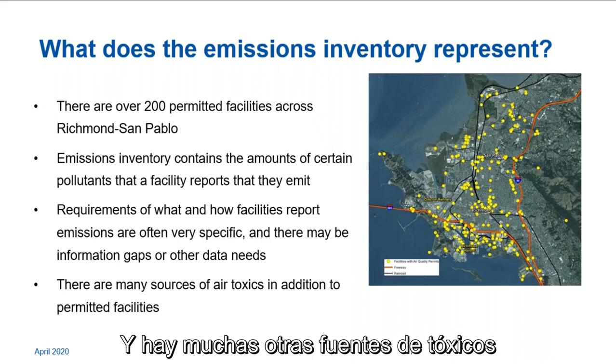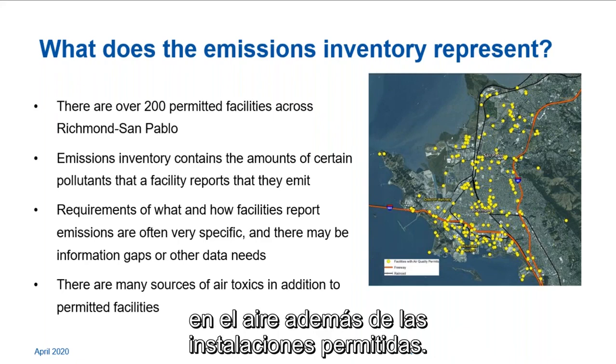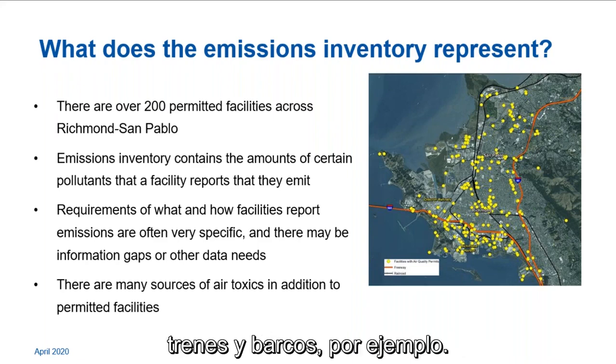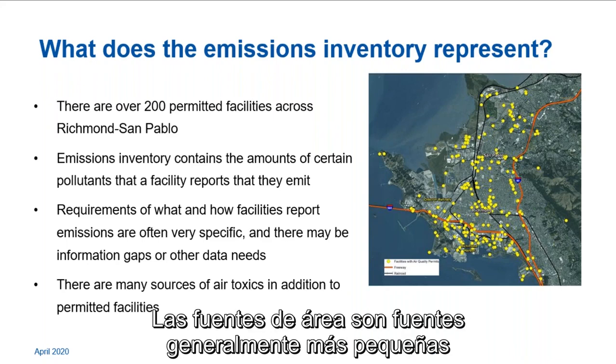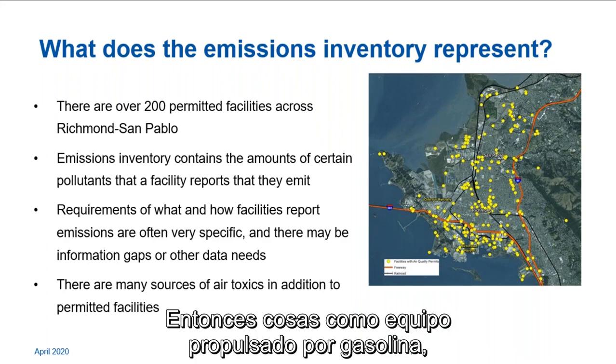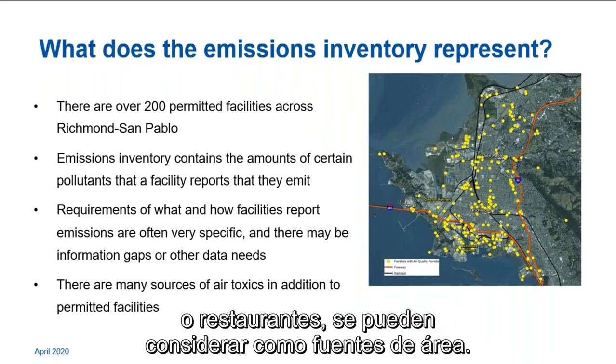And there are many other sources of air toxics in addition to permitted facilities. There are mobile sources, so cars and trucks, trains and ships, for example. There are also area sources. Area sources are generally smaller sources that are scattered across the area. So things like gasoline-powered equipment or restaurants can be considered area sources.